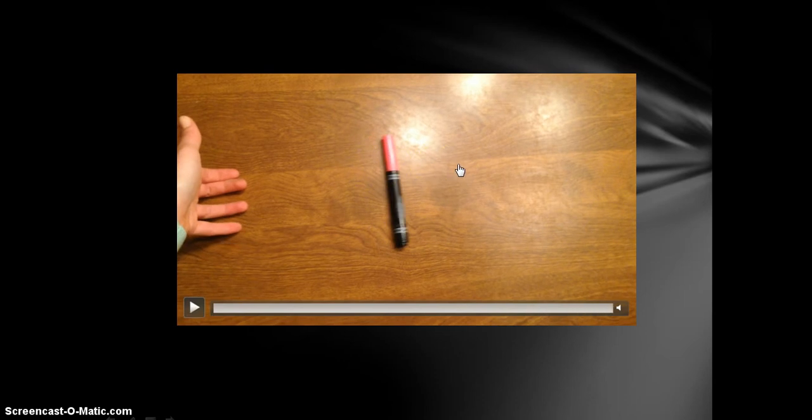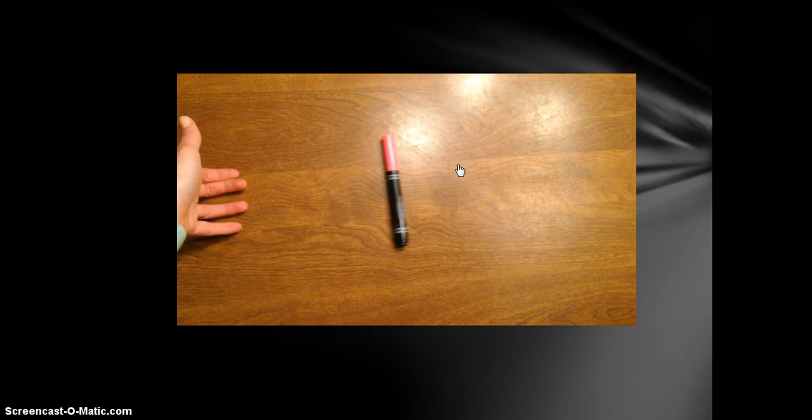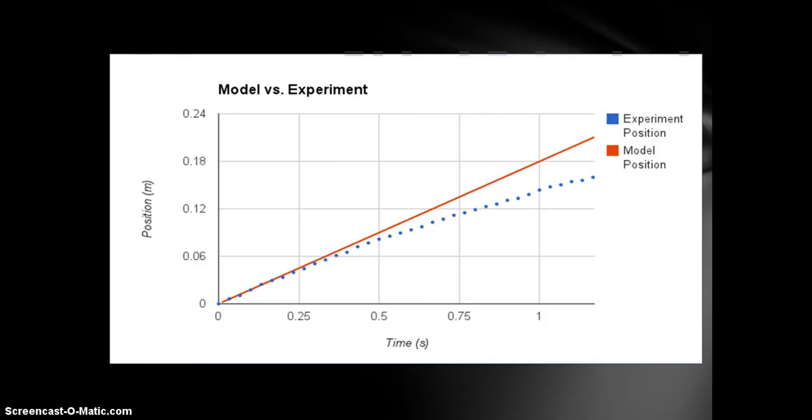Friction played a role in this motion, which the computational model did not account for, which caused the graph to curve slightly downward as it was decelerating. Also, the position of the marker slightly shifted up towards the end, which would also explain a difference between the two models.